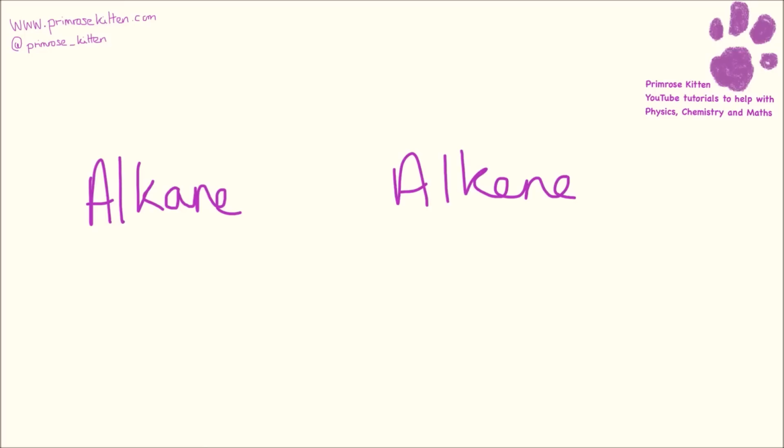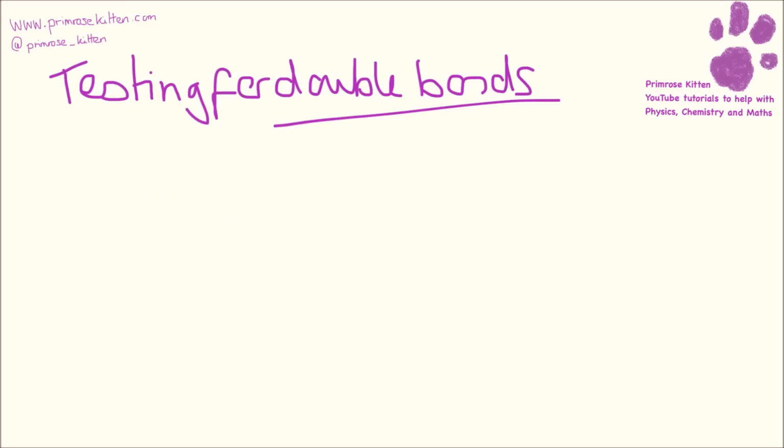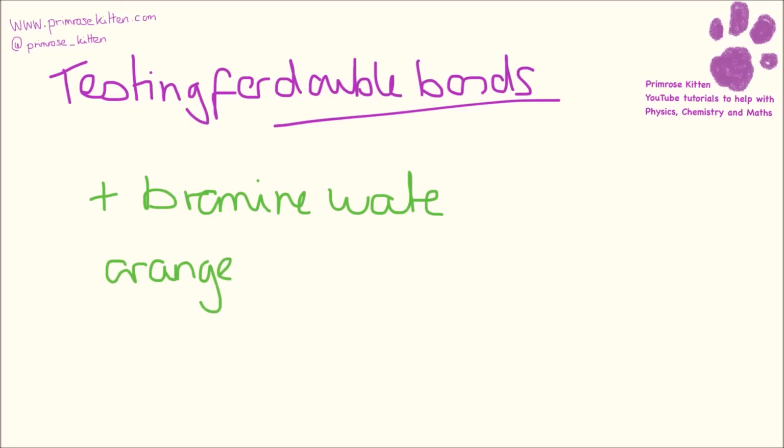Now, remembering whether it's a double bond for an alkene or an alkane can be quite complicated, but a good trick is to look at the number of E's. So an alkane has one E, so it's going to have single bonds, and an alkene has two E's, so it's going to have a double bond in there. If we want to test if something has a double bond, we need to add bromine water. And if a double bond is present, it will go from orange to colourless.